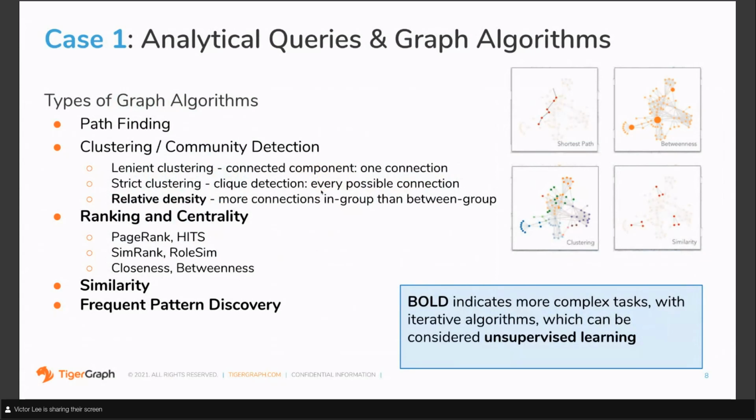So now I'm going to go more into each of the three cases of how you can use graph for smarter AI. And the first is using analytical queries and graph algorithms. I previously mentioned there are lots of types of graph algorithms, such as pathfinding, clustering your nodes, or community detection. The cluster is a community. Ranking or centrality, so which nodes are the most important or which nodes are the most centrally located.